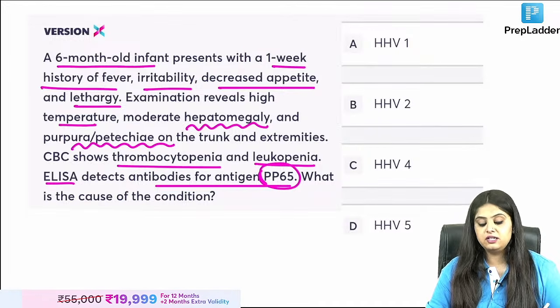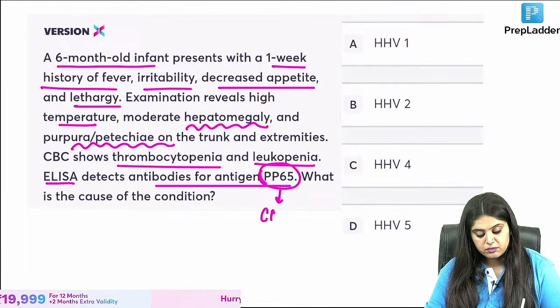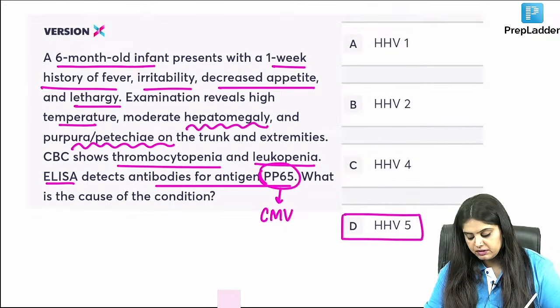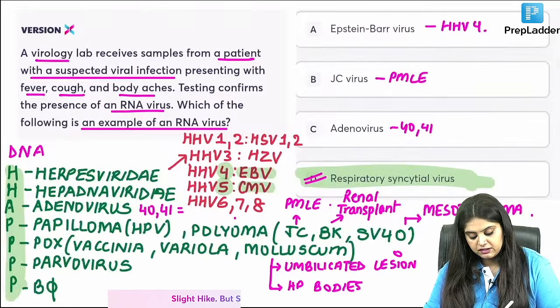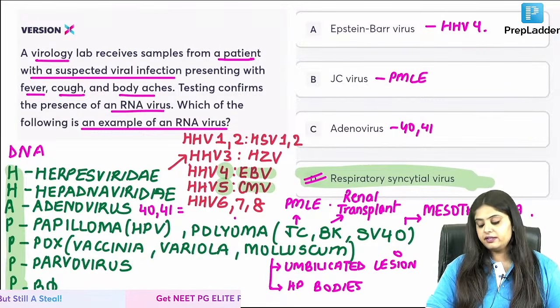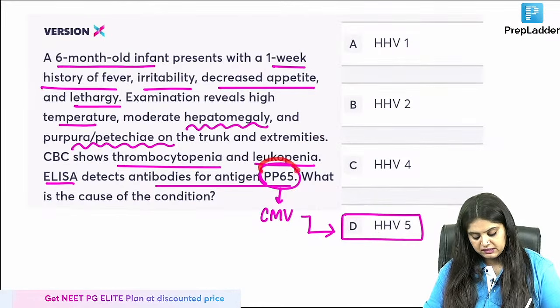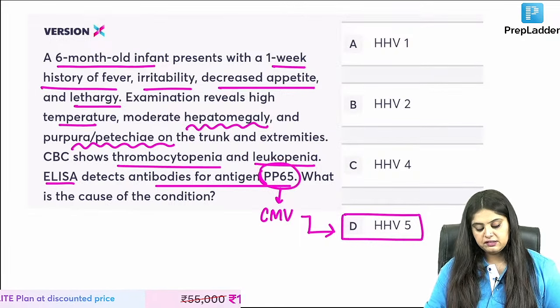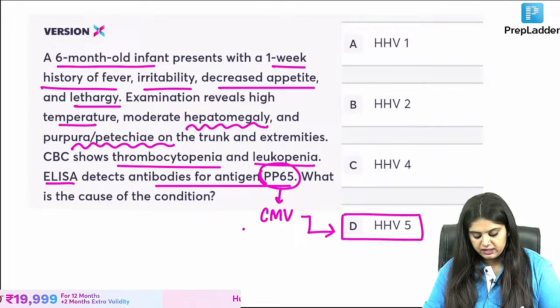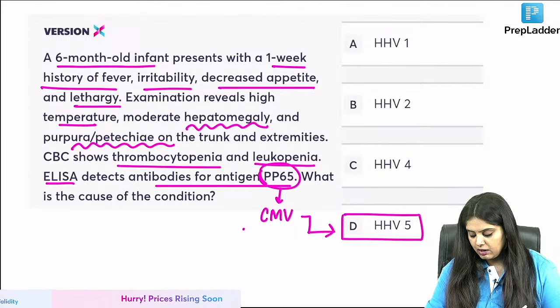PP65 is the antigen for what? It is for cytomegalovirus. If I give you this hint, cytomegalovirus is which human herpes virus? It is human herpes virus 5. Just now we studied that human herpes virus 5 is known as cytomegalovirus. So if you know PP65, then your answer is settled over here. Now I'm not writing stupid things. What does cytomegalovirus show you? Ma'am, it shows us the owl eye appearance.